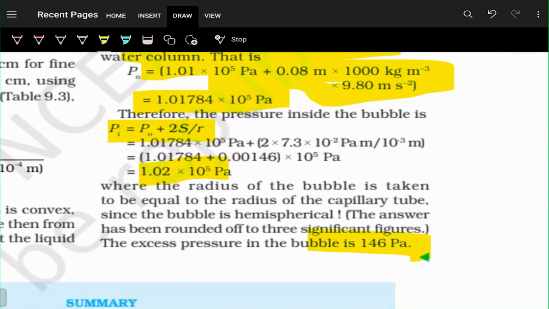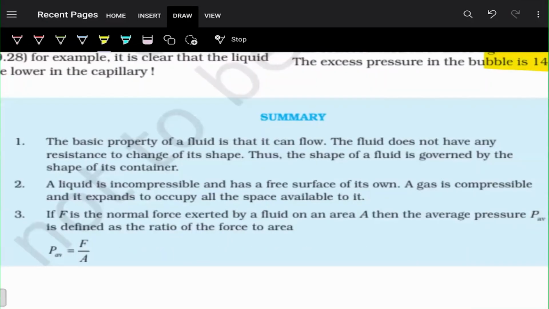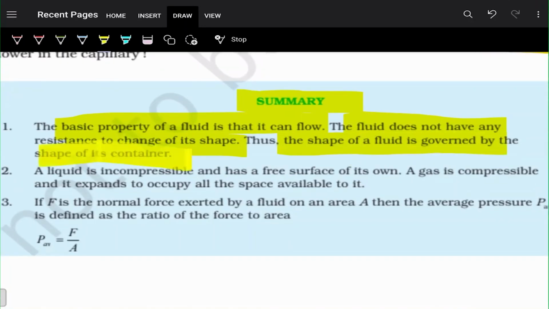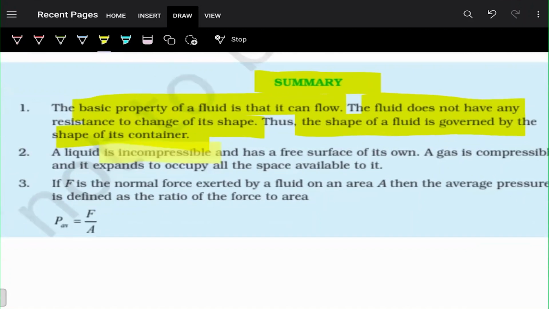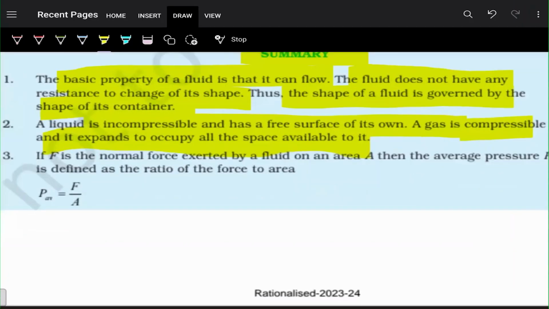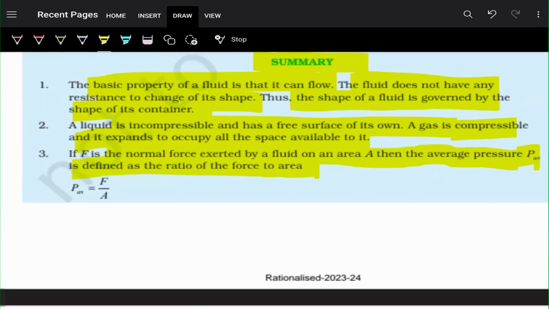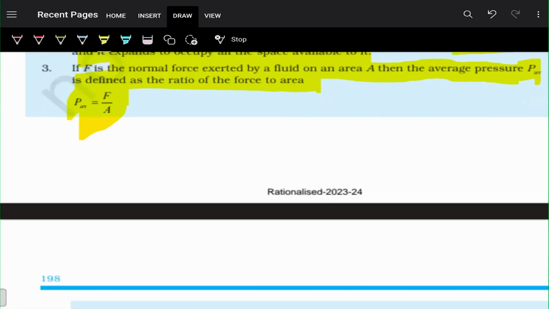Now let us look at the summary. What does the summary say? The basic property of a fluid is that it can flow. The fluid does not have any resistance to change its shape. Thus, the shape of a fluid is governed by the shape of its container. Simple, right? A liquid is incompressible and has a free surface of its own. A gas is compressible and it expands to occupy all the space available to it. If F is the normal force exerted by a fluid on area A, the average pressure P average is defined as the ratio of force to area. That force will be the normal force.